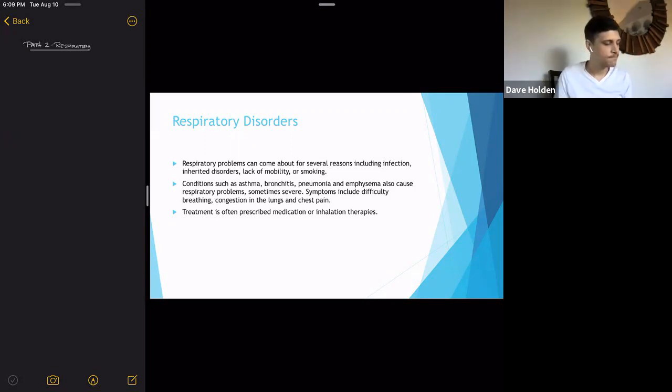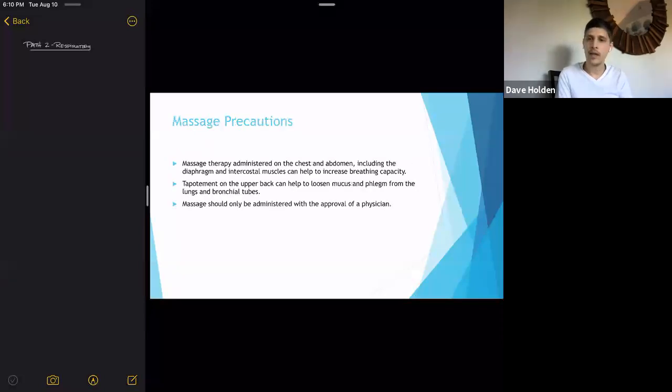So lucky for us, we do not have to prescribe anything or tell anyone how to use nebulizers. That is wholly outside our scope of practice. Which begs the question, what is in our scope of practice? What is our usual treatment plan? What are our treatment objectives when working with a client who has some kind of respiratory condition? Well, I'm glad you asked.